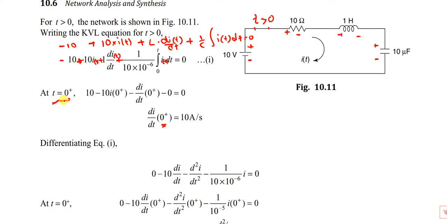Now at t is equal to 0 plus, because they ask you to find di by dt at 0 plus, the 10 remains 10 only. Both notations are correct, because some consider a rise in voltage as positive and a fall as negative. Here I am using whichever comes first: minus, plus, plus, plus. What was written earlier as plus is minus, minus, minus. If you multiply throughout with a negative, you get the same equation.